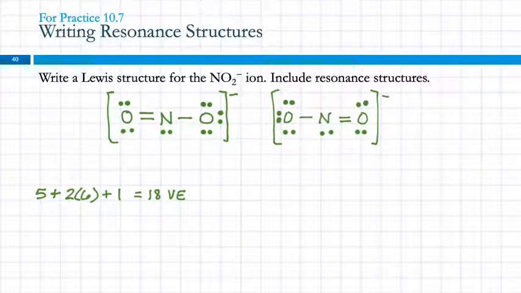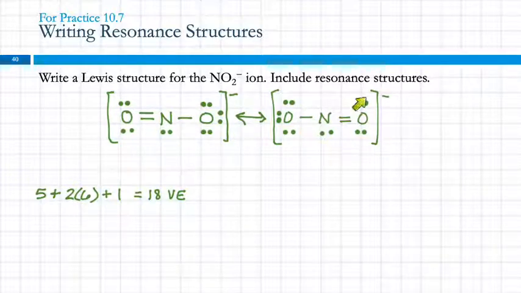So the reason why we have to show this resonance is because the oxygens are the same. And yeah, it can go either way. The reason we have to show both of them is because the true structure is a combination, a hybrid. And so actually neither of these is correct. But Lewis theory is limited, and so it can't deal with this. This is the best it can do with the double-headed arrow.